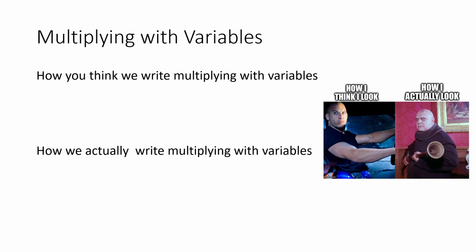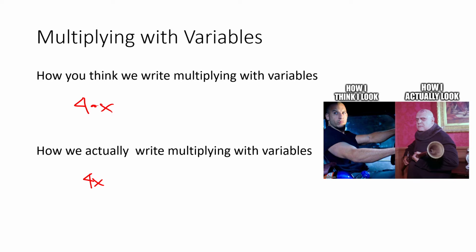Now let's talk about multiplying with variables. So how do we multiply numbers with variables? How do we write multiplying with variables? A lot of people think that when we write multiplying with variables, we write it like this: 4 times x, 4 dot x. Okay, but that's not how we're actually supposed to write multiplying with variables. When you have 4 times x, what you're supposed to actually write is 4x.